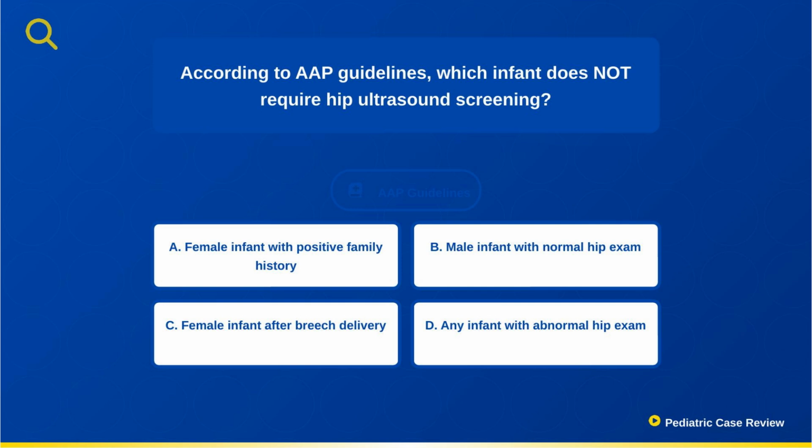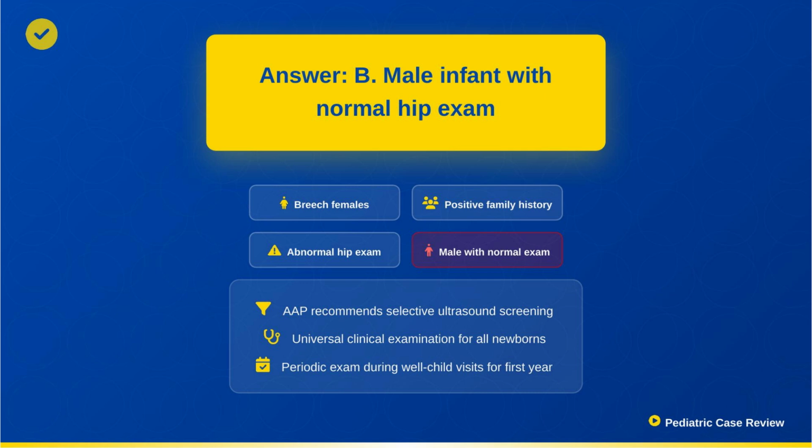According to American Academy of Pediatrics guidelines, which infant does not require hip ultrasound screening? A. Female infant with positive family history. B. Male infant with normal hip examination. C. Female infant after breech delivery. D. Any infant with abnormal hip examination. The correct answer is B.